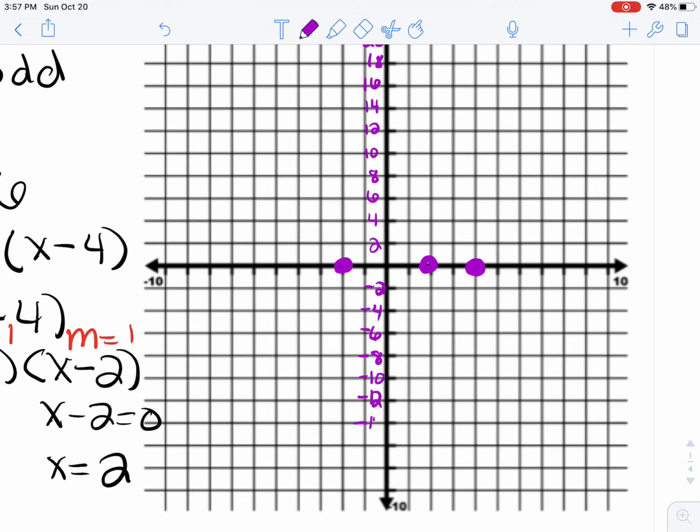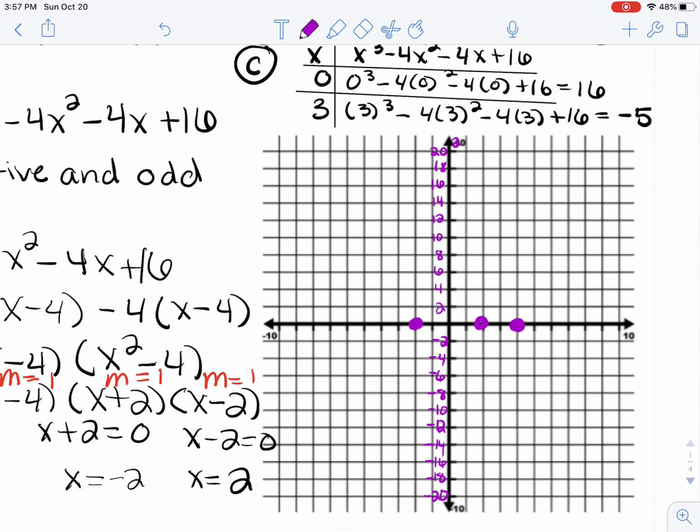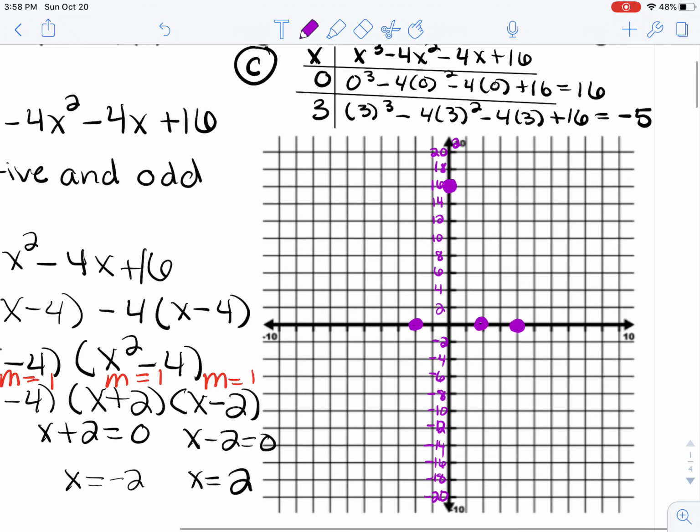-12, -14, -16, -18, and -20. Okay. So plot these points that are in between. So 0 is at 16, so I'm going to put that right there. And 3, -5. So to the right 3, and then 5 would be in between -4 and -6.